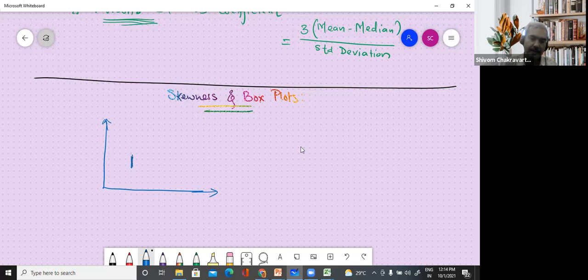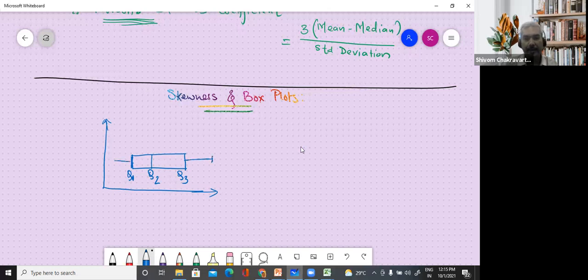This will be the first quartile. Quartile, I hope you remember. First quartile. Then at the end, there will be the third quartile, and the second quartile will be somewhere here, depending on the data. And there will be whiskers also. Calculate the end of the whiskers.